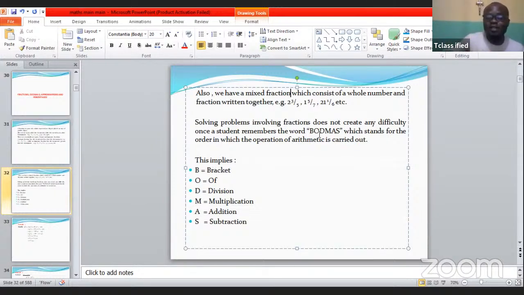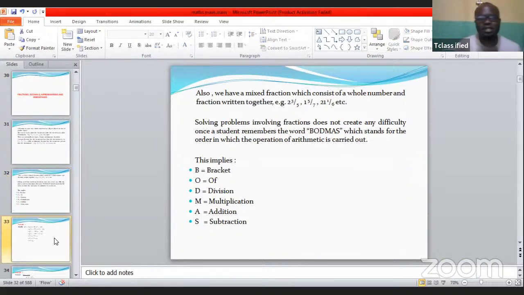Then you start solving from the bracket down. So you must follow them in this order. It has to be followed. So let's take an example to understand this, okay?